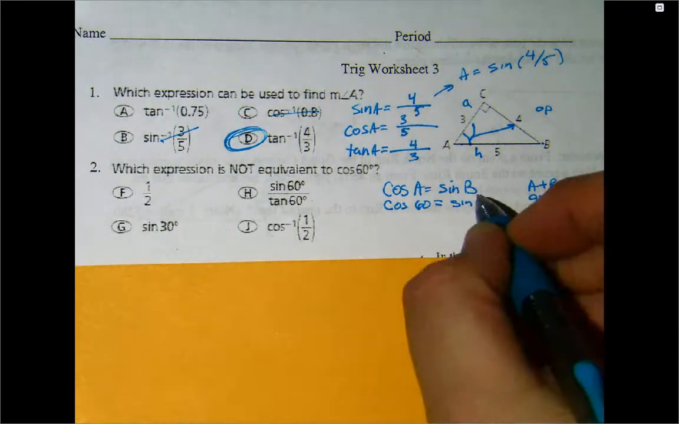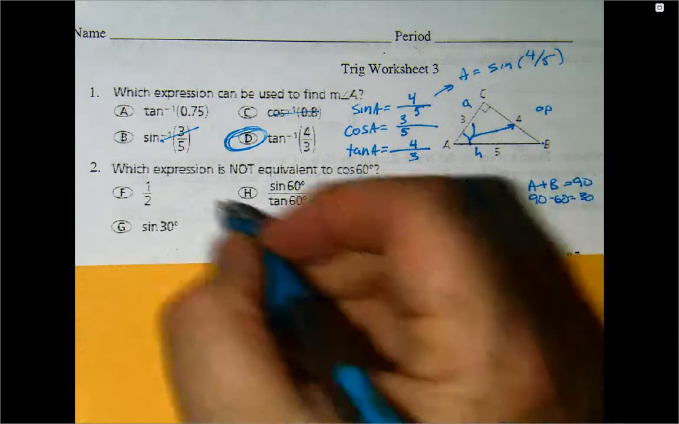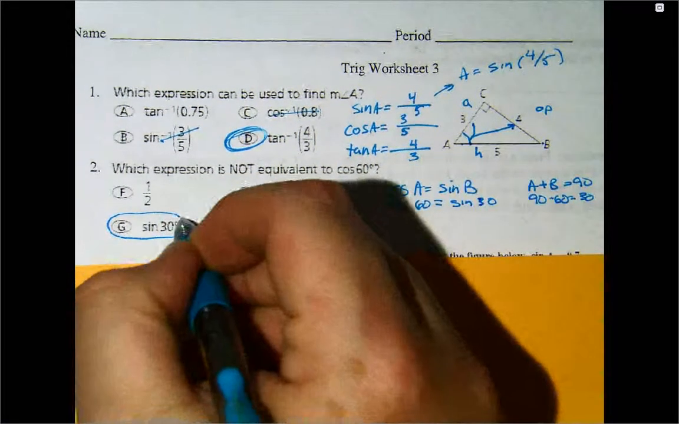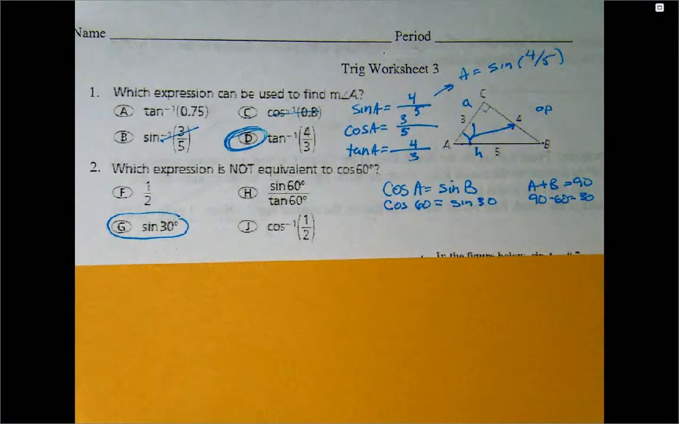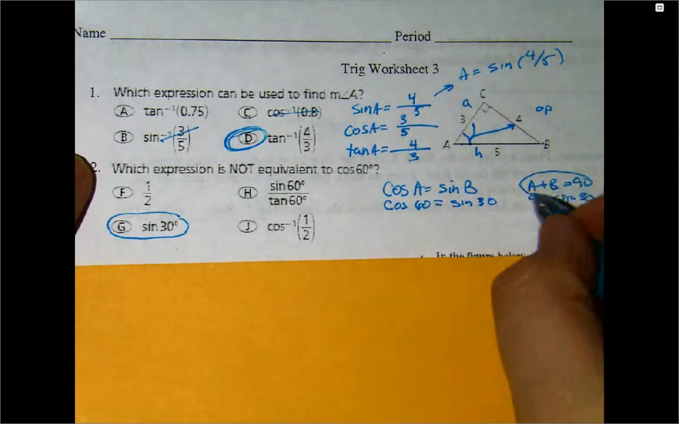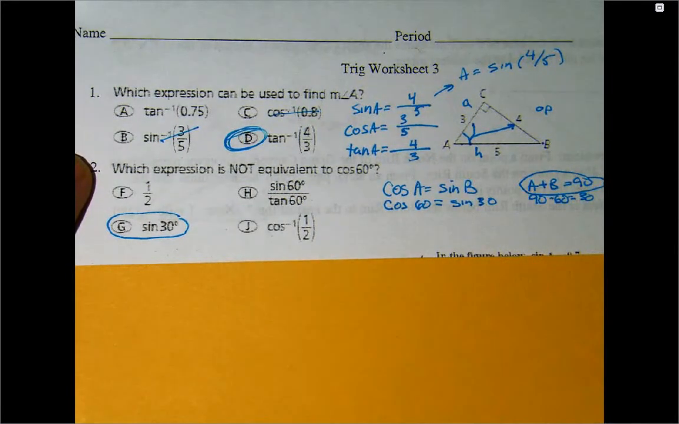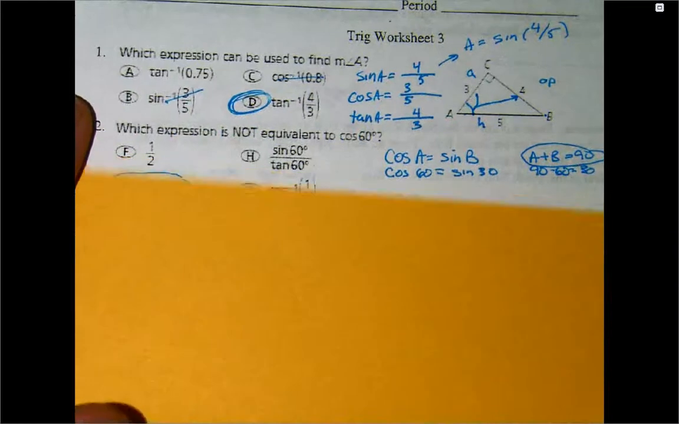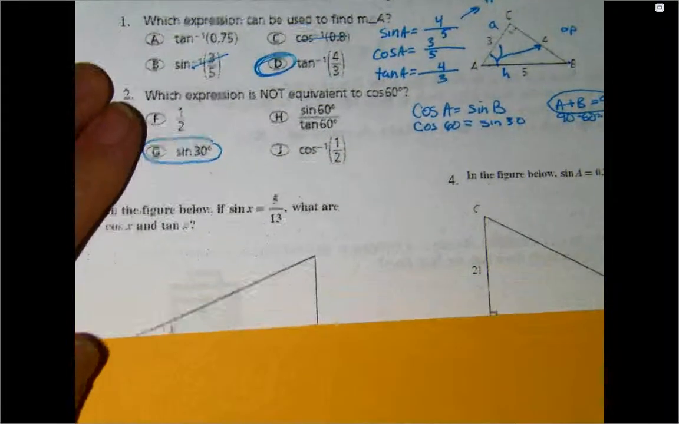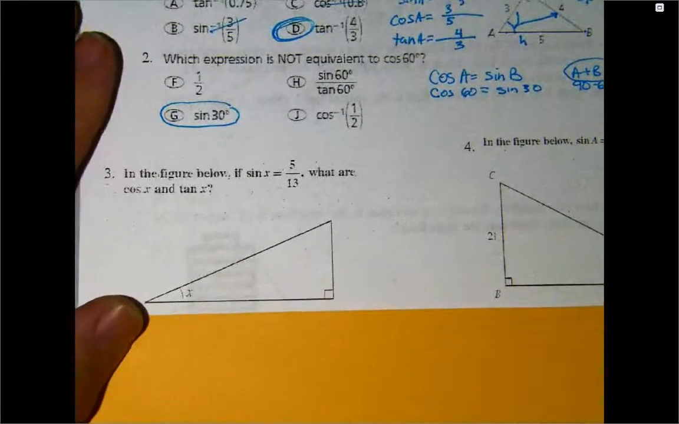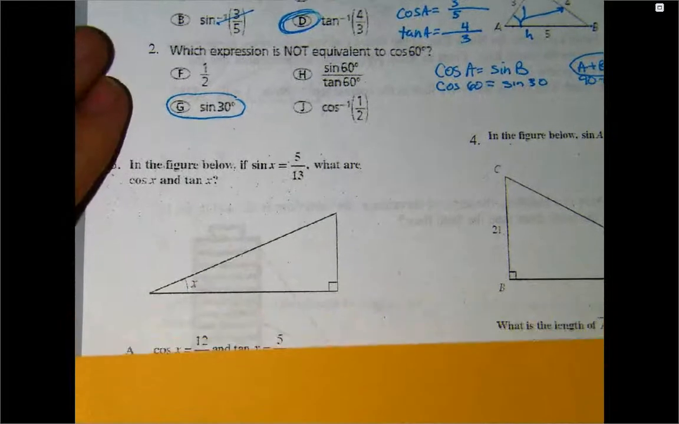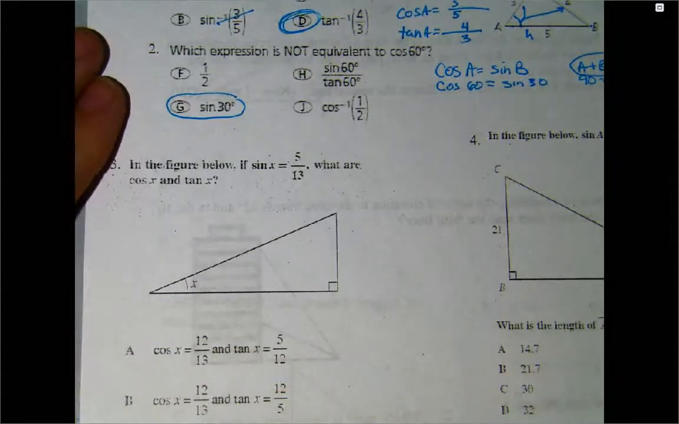Is there a sine of 30 degrees? Yeah. Absolutely. So remember this, A plus B equals 90, cosine A equals sine of B. No, they're not the same. If you plug them in the calculator, you'll get two totally different things. All right.